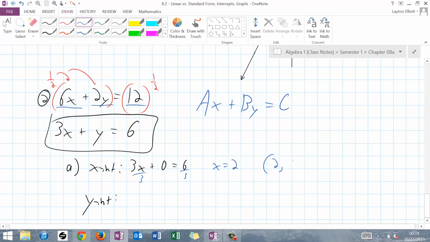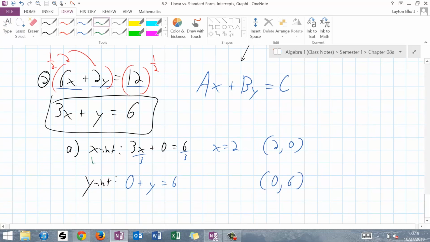That is 2, 0. And then for my y-intercept, I'm going to plug 0 in for x. So when that happens, I get 0 plus y equals 6, and that's y equals 6. My ordered pair is 0, 6. Remember that at an x-intercept, y is equal to 0. At a y-intercept, x is equal to 0.